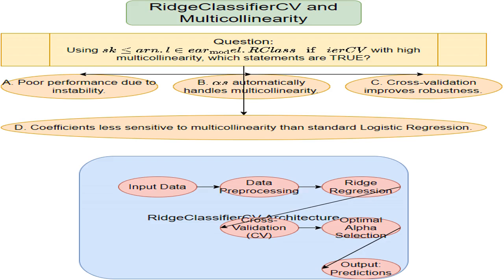The quiz question asks us to think about how RidgeClassifierCV, from the Sklearn library, behaves when we have multicollinearity in the data. We are given options about its performance, and our job is to choose the right ones.